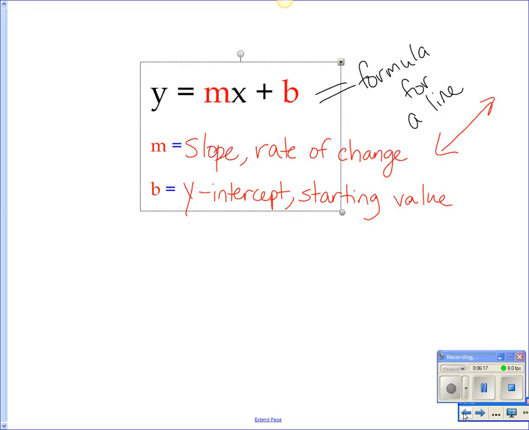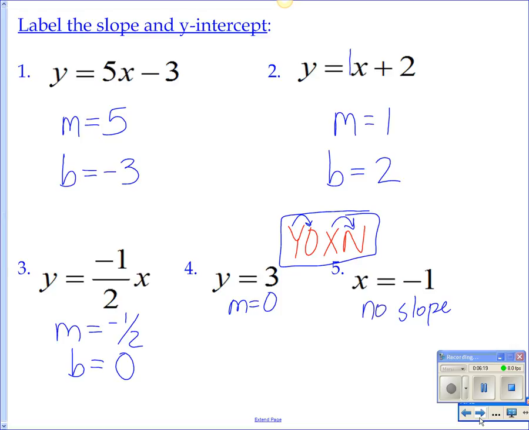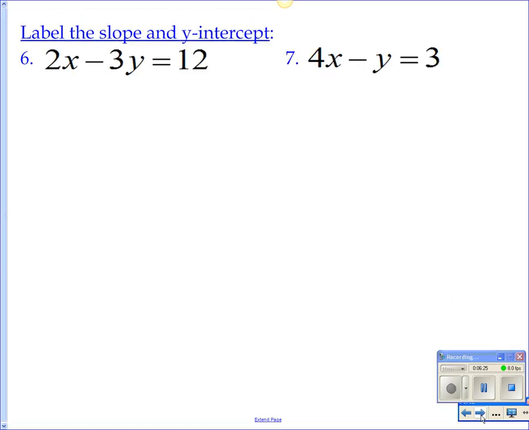Y equals mx plus b. These were already in the formula. They were already in the formula. These two are not, so we have to solve them. So we're going to draw our line, and we're going to circle y because we want it to be y equals mx plus b. So draw your line and circle y.